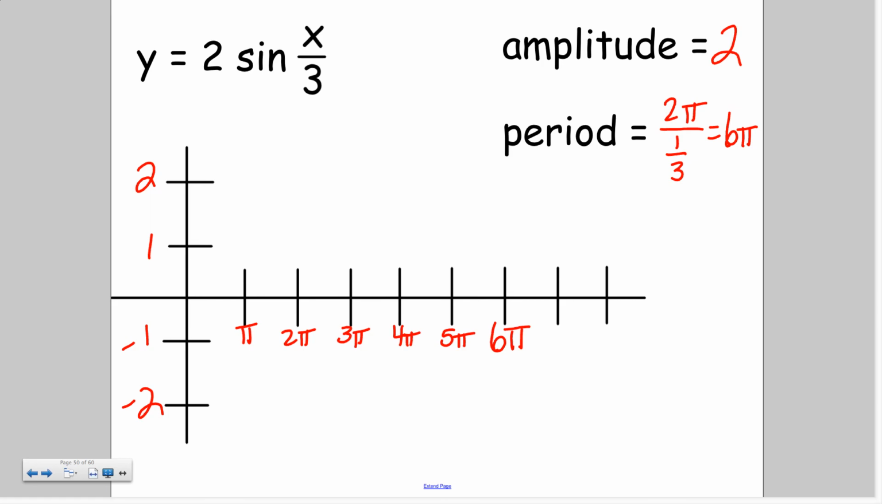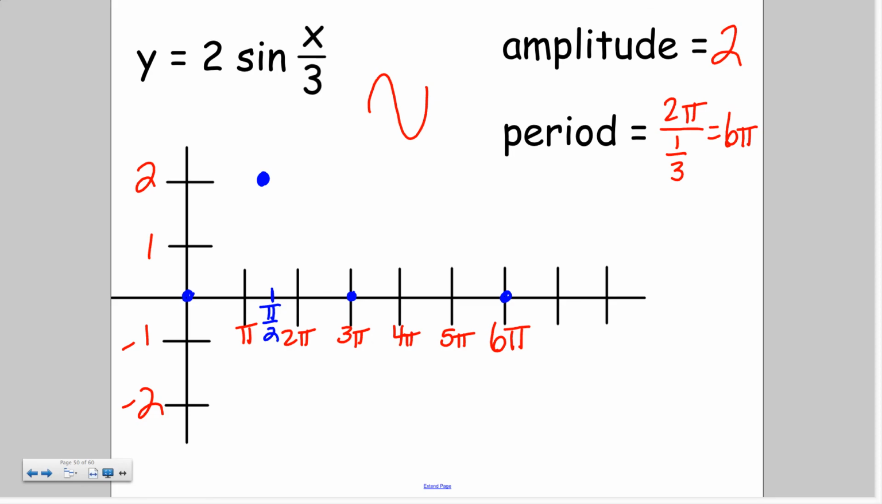Okay. So now we've got sine, so we're going to start and end at 6 pi. Halfway is going to be 3 pi. All right. Now I got to find the middle between 0 and 3. That's going to be right here at 1/2 pi. And that goes all the way up to our amplitude.